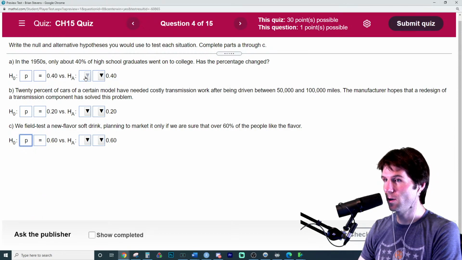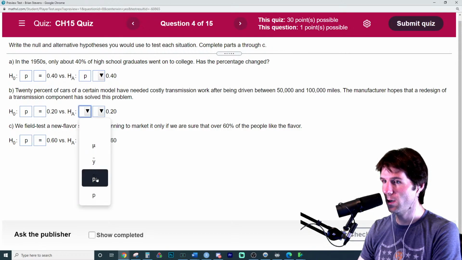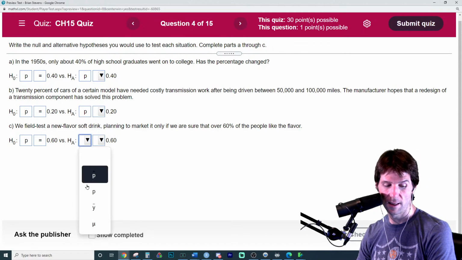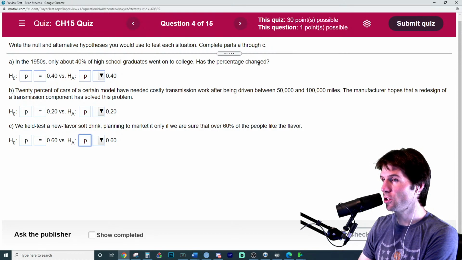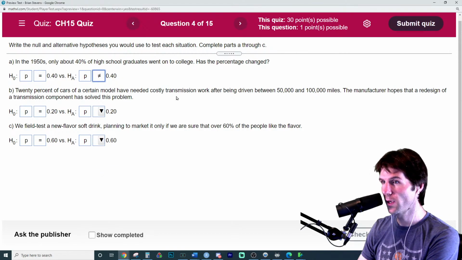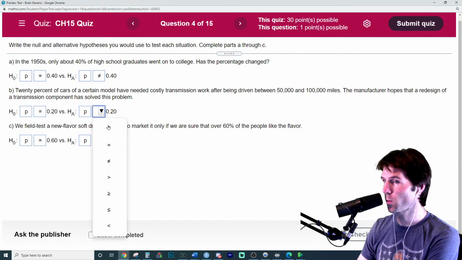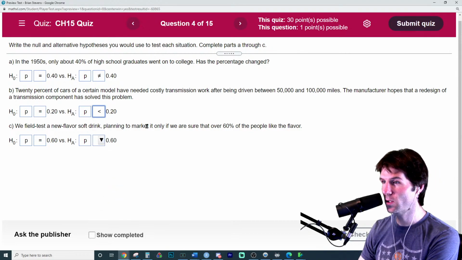Now we need to go over here and do a test. All these are going to be true proportion. Whatever you select for that is right here. Good practice. And now we need the sign of the alternative. Has this changed? Changed is the key word, and we'd say it does not equal. The manufacturer hopes that a redesign will stop the transmission problems, so they want the transmission problems to go down. And last but not least, planning to market only if we are sure that over 60%.